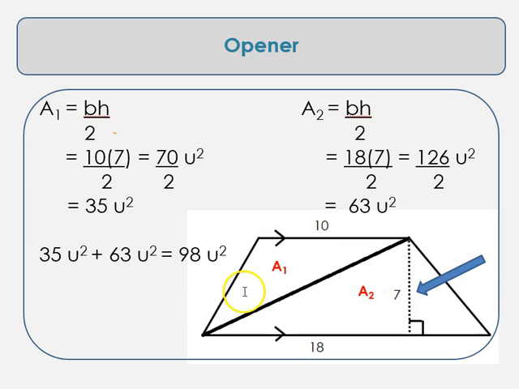Now for the top triangle, we will use the same height. We have a base of 10, so 10 times 7 is 70 divided by 2, which is 35 units squared. If we add both of the answers together, 35 and 63 equals 98 units squared. So once again, we have two triangles, A1 and A2. We solve for both.